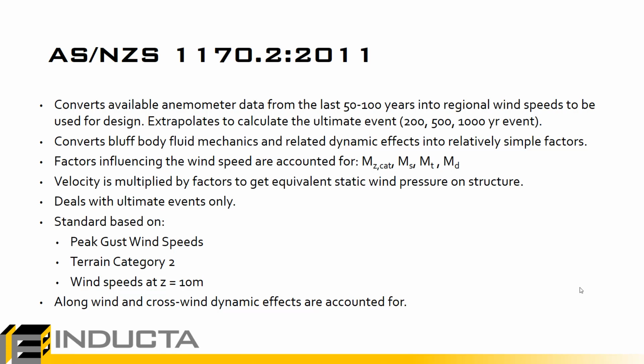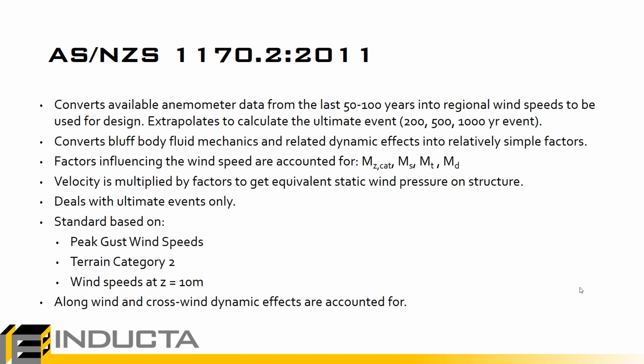So anything that's going to be influencing our wind speed is accounted for. So the terrain, the shielding, the direction, the topography. The wind speed is then multiplied by these factors to get an equivalent static wind pressure. And so that's for the along wind and crosswind directions.